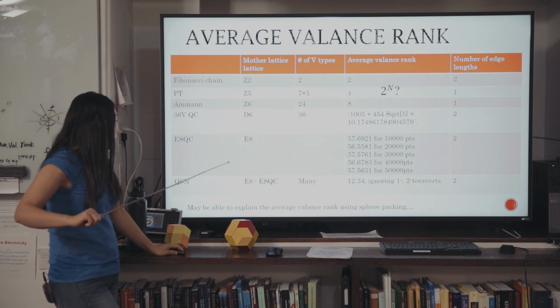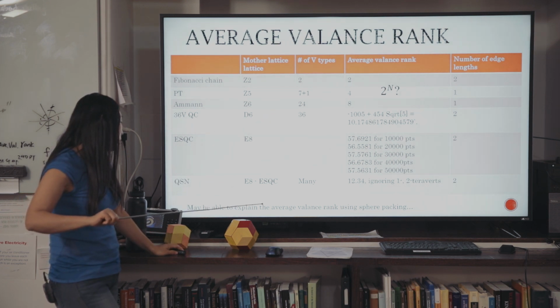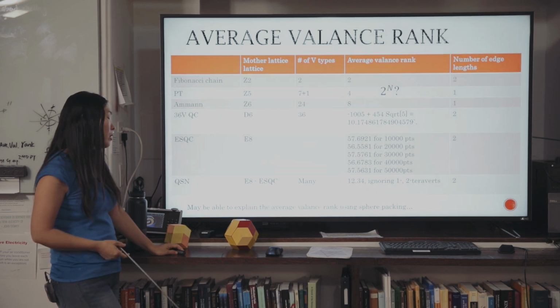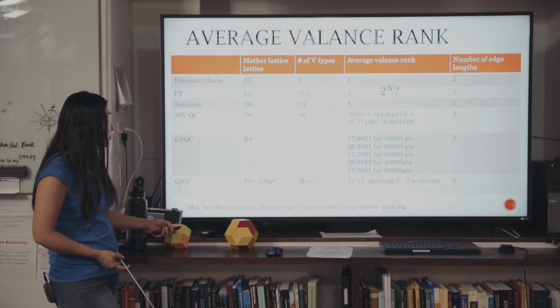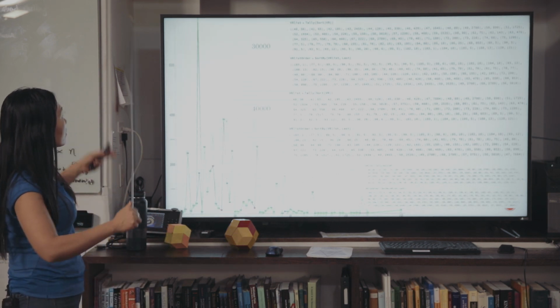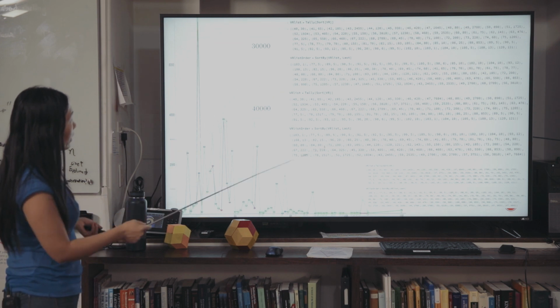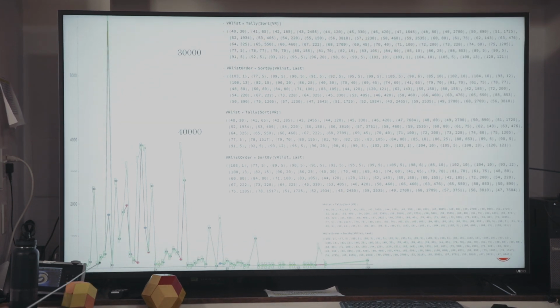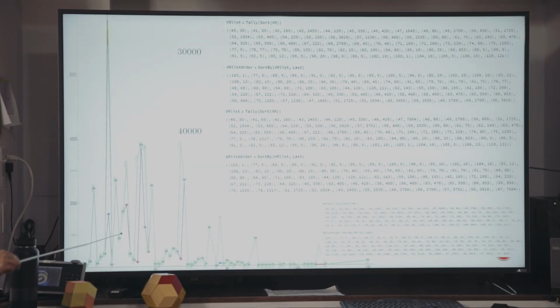And also, the sphere packing may be able to explain the average valence rank. I have a good feeling about it, but I haven't looked into it yet. This is a diagram I got when I calculated the vertex average valence rank in the Elser quasicrystal. You can see I have blue, red, green. I think this is 57, 56, 57 around here. And this is a big number, maybe 43. I don't know. But if that one's 57, how would that one be 43?